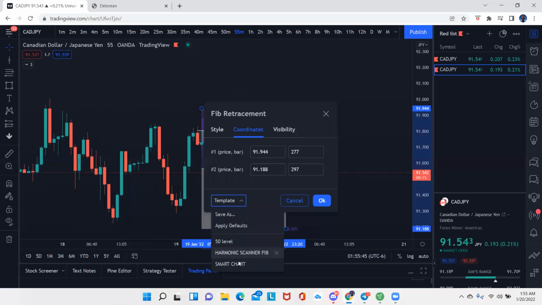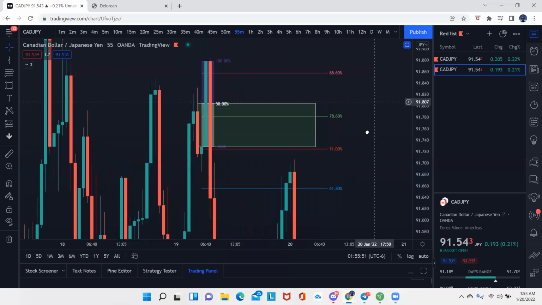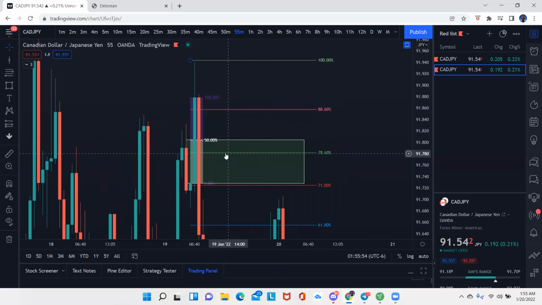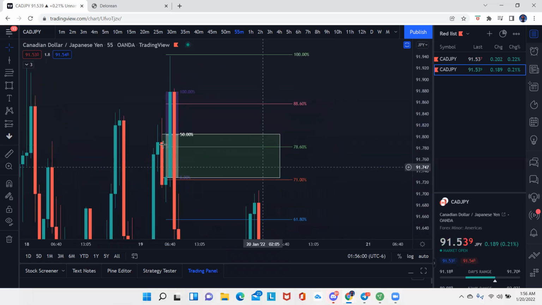Going to switch it up to here, smart chart. And as you can see, I got my entry right here at the 78%. Why? Because the 71% is not in my entry zone. The 61% is not in my entry zone, but the 78% is. So by default, that's where I'm going to get my entry.